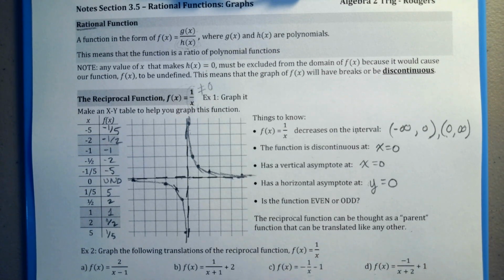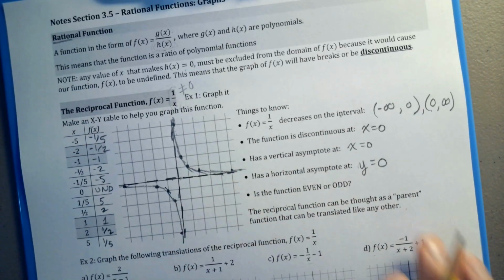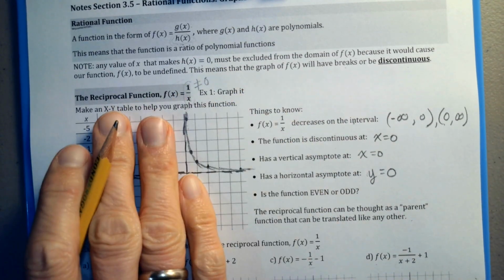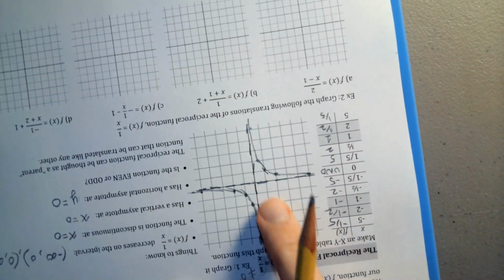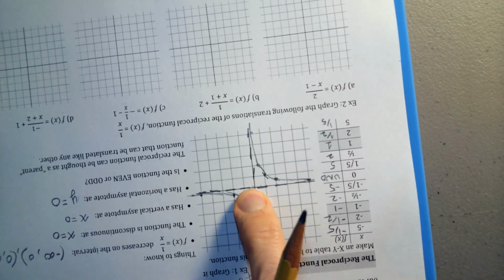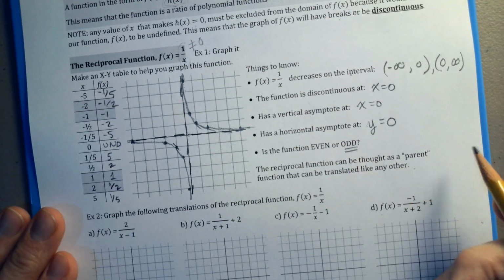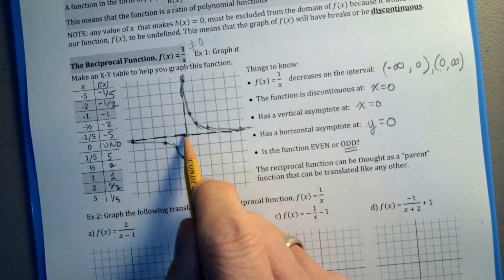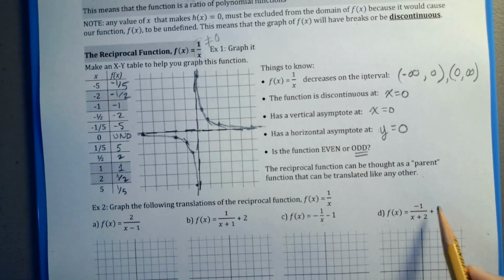All right, and then just to think about, there's symmetry here. There's not a reflective symmetry, but there's a rotational symmetry, right? If I flipped it about the origin, it would look just the way that it did, right? So that tells us that this is odd, all right? It's symmetrical about the origin, so it is odd.